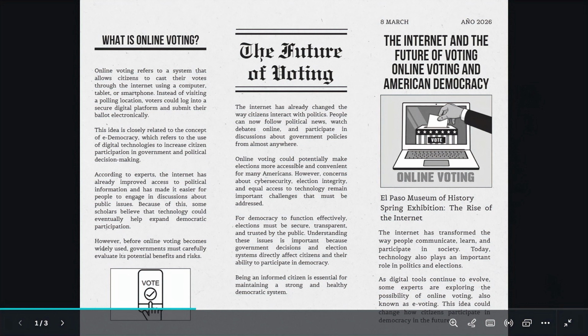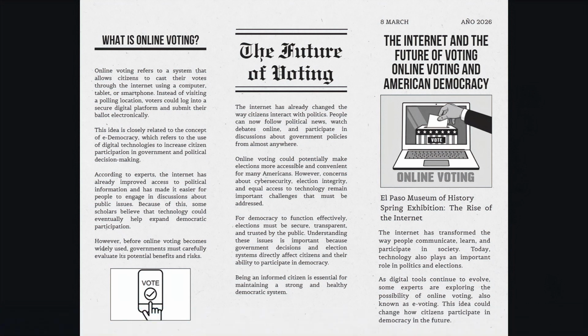The goal is to explore how the Internet has influenced politics and how it might change the way people vote in the future. Online voting, also known as e-voting, is the idea that citizens could vote through the Internet using a computer or smartphone instead of going to a physical polling location. This topic is important because technology is becoming a bigger part of our daily lives, and it may eventually change how democratic elections work.